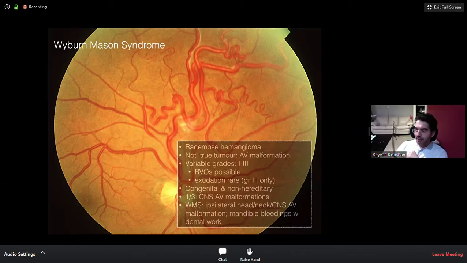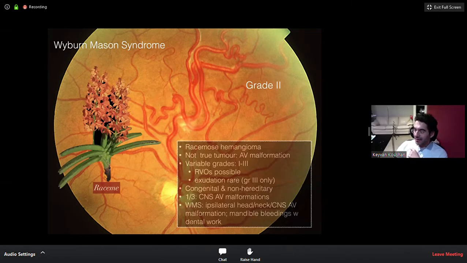This is just interesting. This is a raceme, it's a type of flower. That's why it's called racemose. So it looks like a raceme. Apparently, that's where the name comes from. I don't think they're very similar, and I'm trying to figure out why it's called racemose, but it is.